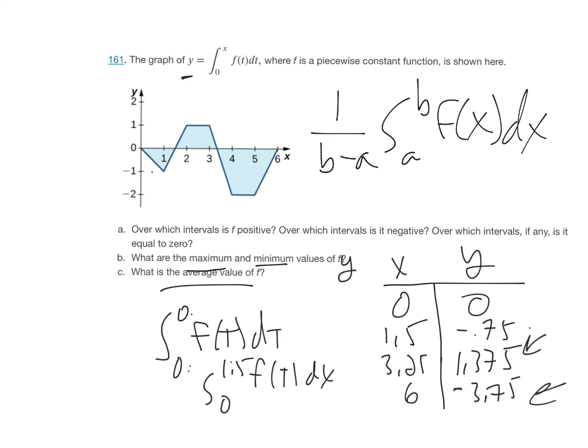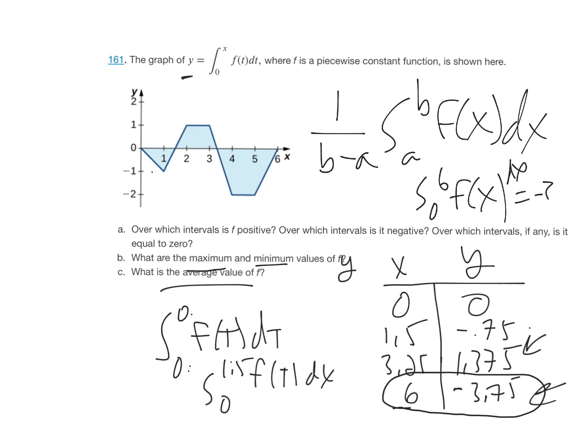So we just found this, right? So the integral from 0 to 6 of f of x dx is equal to negative 3.75. And we're going to divide that by how wide that is. Well, that's 1 over 6 minus 0. So that would be 1/6. So I'm not going to do this. I don't have a calculator. But the average value of that f function is going to be negative 3.75 divided by 6, whatever that is.